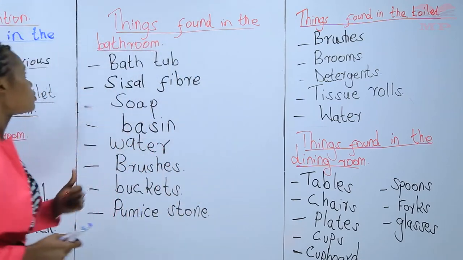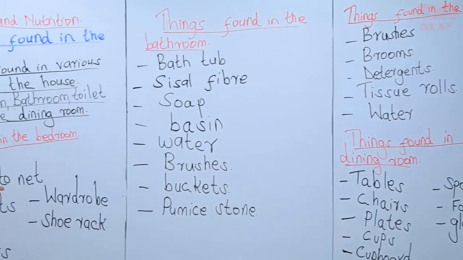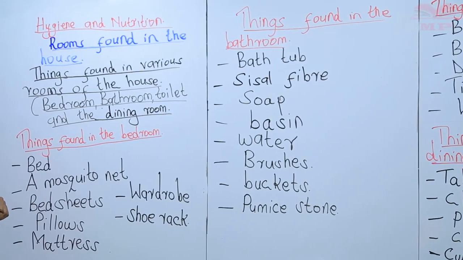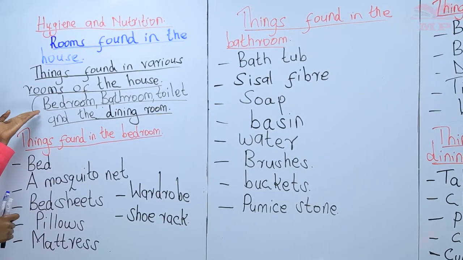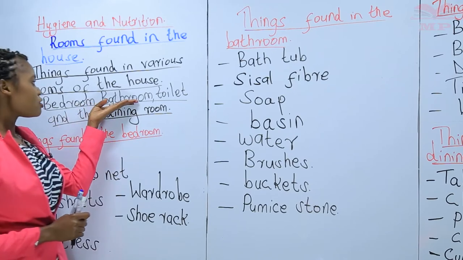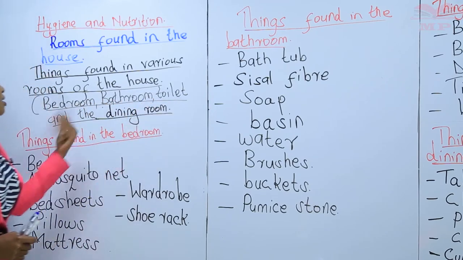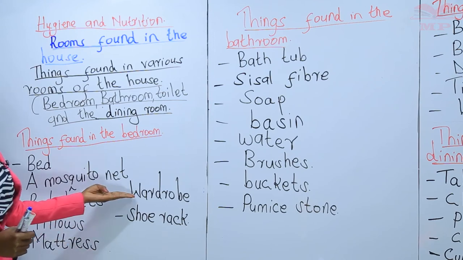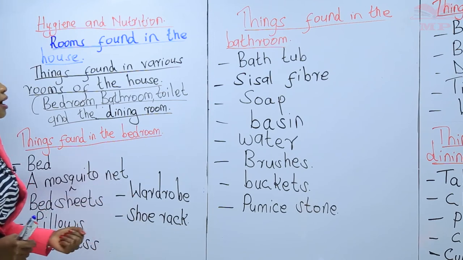Let's quickly go through the work from where we started. Things found in various rooms of the house, but specifically we are dealing with the things found in a bedroom, a bathroom, a toilet, and the dining room. So the first, we discuss the things that are found in the bedroom. We have a bed, a mosquito net, bed sheets, pillows, mattress, wardrobe, and a shoe rack.